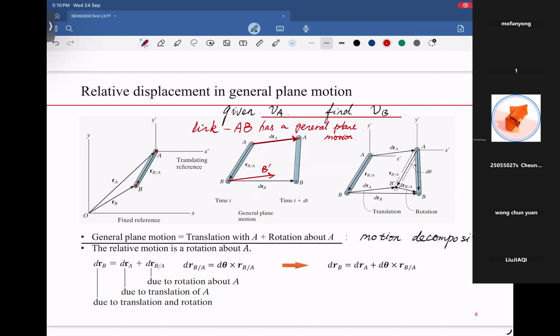Now, we call this step 1. After step 1, AB comes to here. Step 1 is from AB to AB prime, all right? This is step 1.